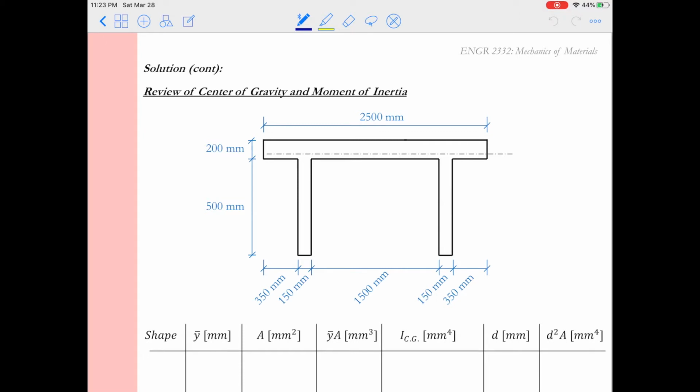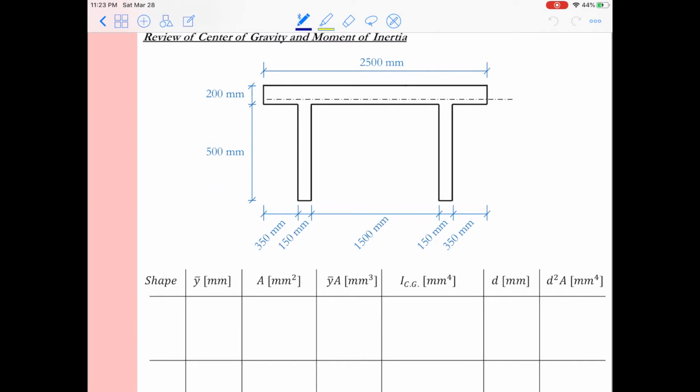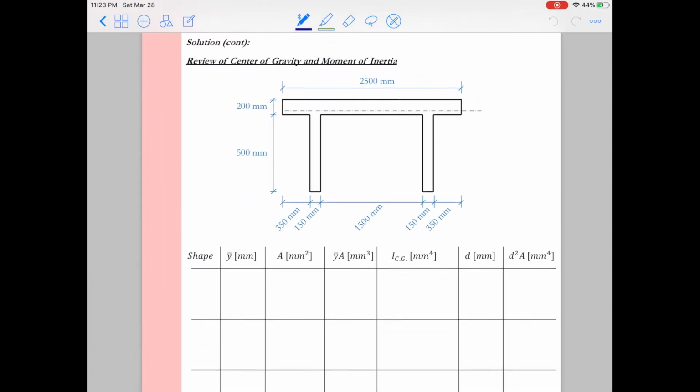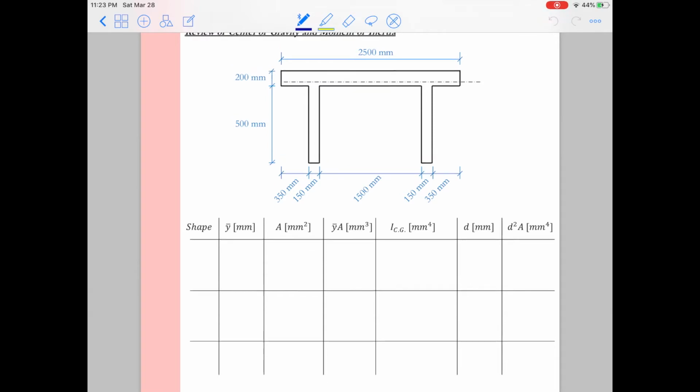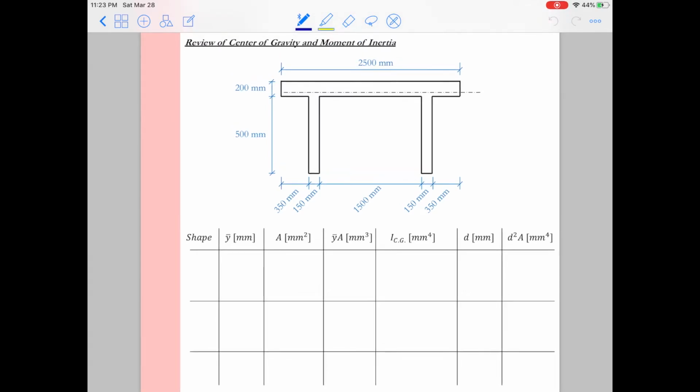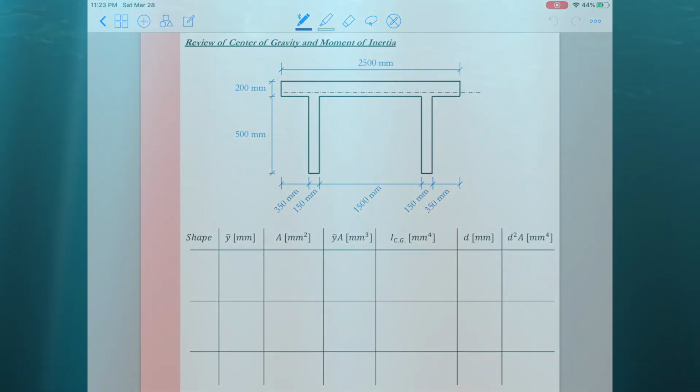Now, typically, you probably would have learned center of gravity and moment of inertia in a course such as statics. And if you do remember how to do that, go ahead and make those calculations. But a lot of times when I get students in mechanics and materials, they forget. And so what do we do if we forget?